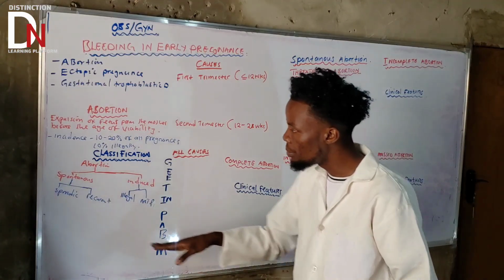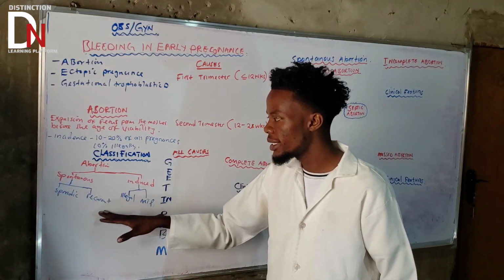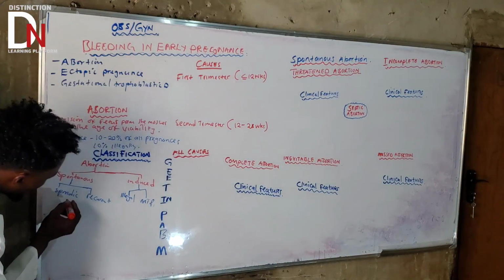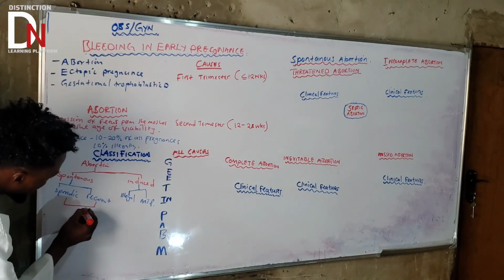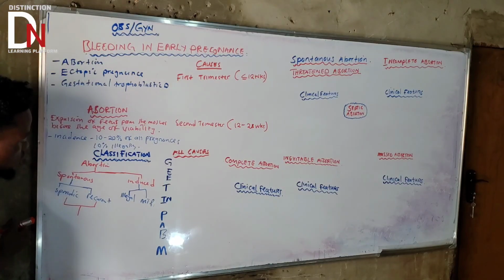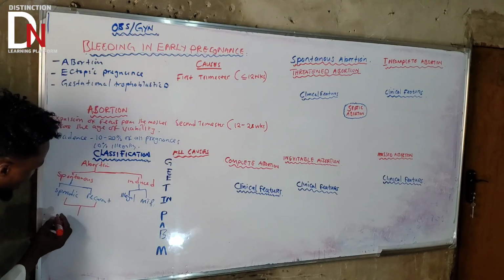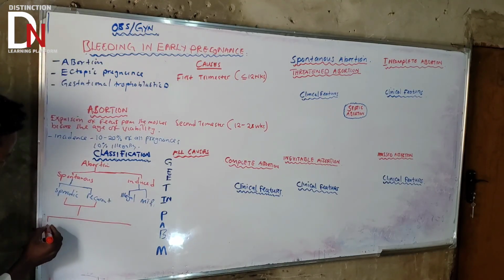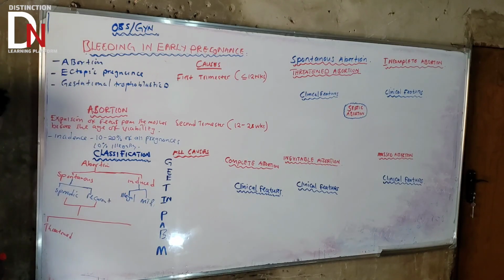So either way, either sporadic or recurrent, these two can be further categorized into 6 main subcategories of spontaneous abortion. So there are 6 now, they are written here. So the first one is threatened, okay? Threatened, that's the first one, abortion. So that is the first one.